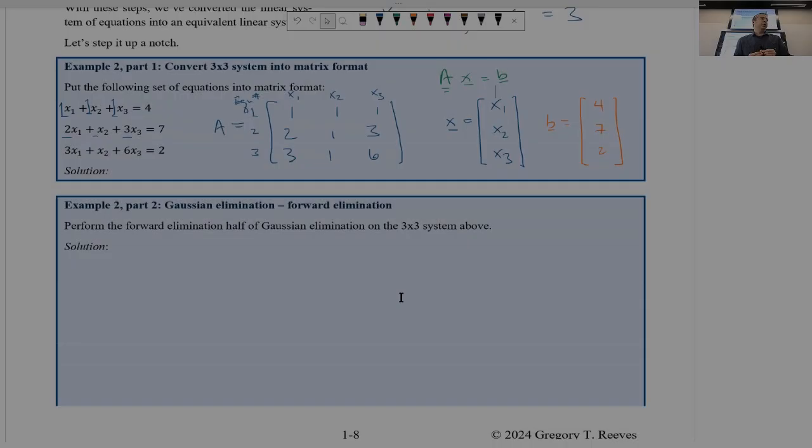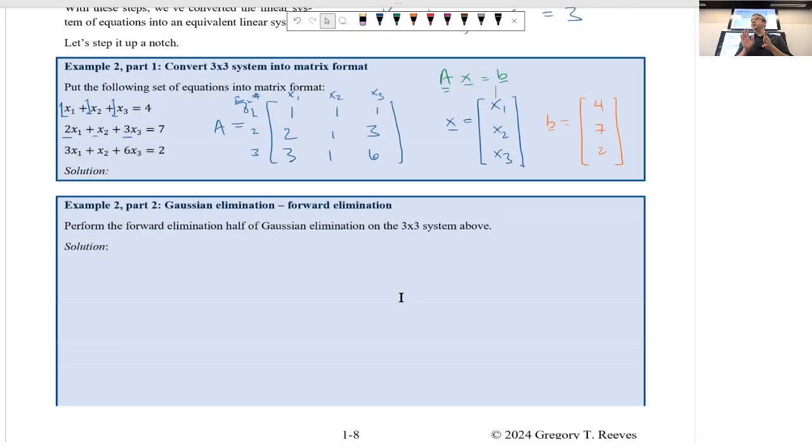Okay, here we go. Forward elimination. So our strategy with forward elimination is we want to eliminate all the zeros below the main diagonal, right? Not eliminate the zeros, eliminate coefficients, i.e. set to 0, below the main diagonal of the matrix.